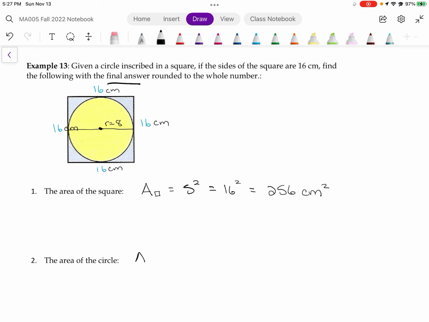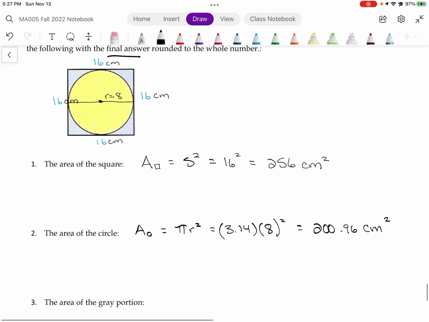So the area of the circle is pi r squared, which is 3.14 times 8 squared. And that gives us 200.96. What are the units? It's an area, centimeters squared. So it says to round to the whole number. We're going to do that at the end.